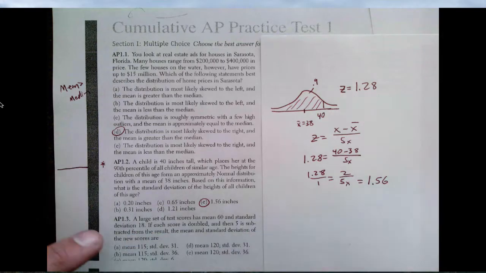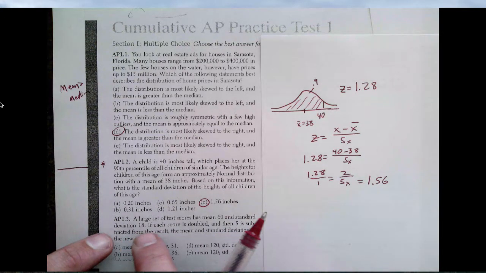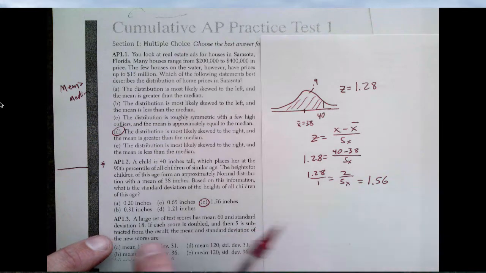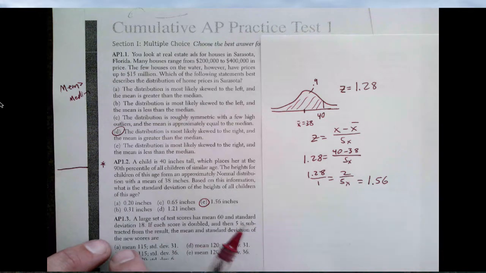A large set of test scores has a mean of 60 and standard deviation of 18. If each score is doubled, then 5 is subtracted from the result, the mean and standard deviation of the new scores are what?